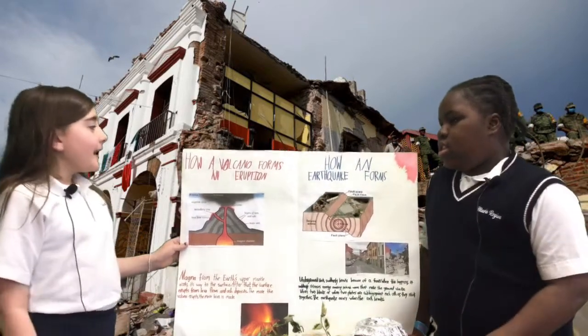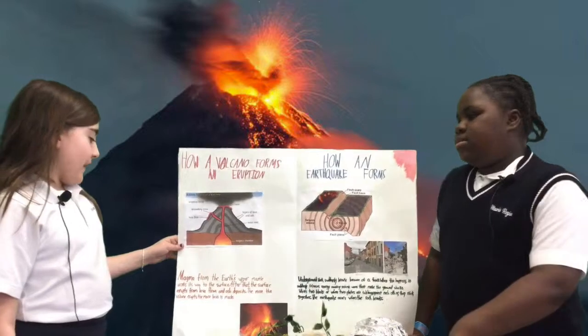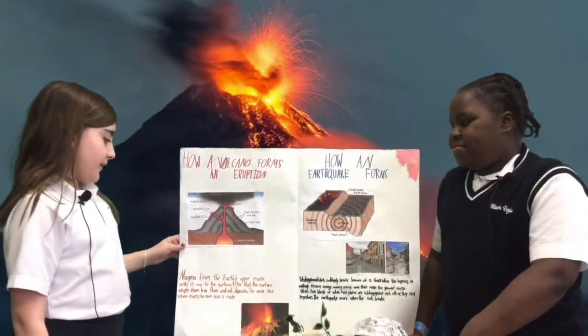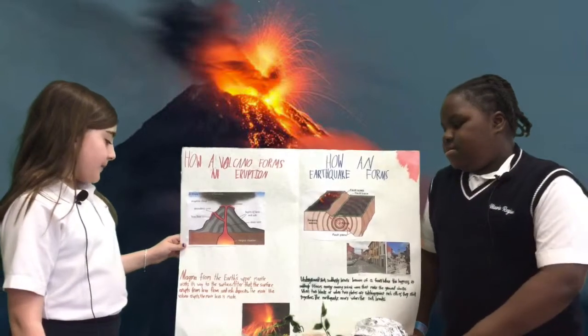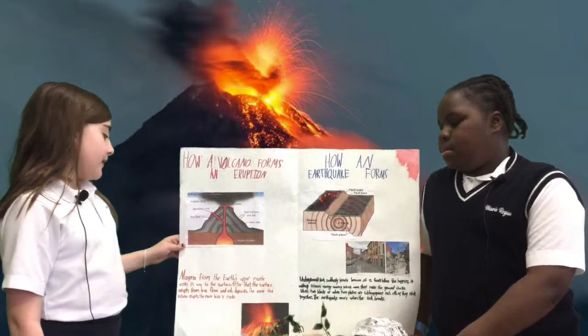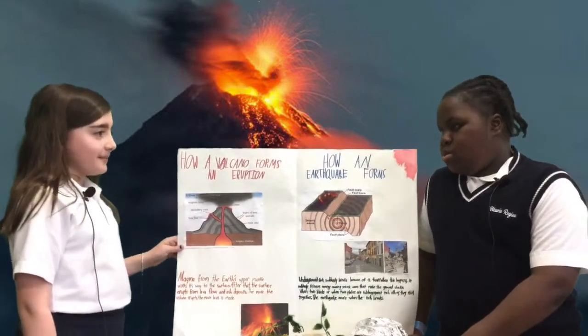Great job. This is how a volcano forms an eruption. Magma from the Earth's upper mantle works its way to the surface. After that, the surface erupts from lava flows and ash deposits. The more the volcano erupts, the more lava is made.